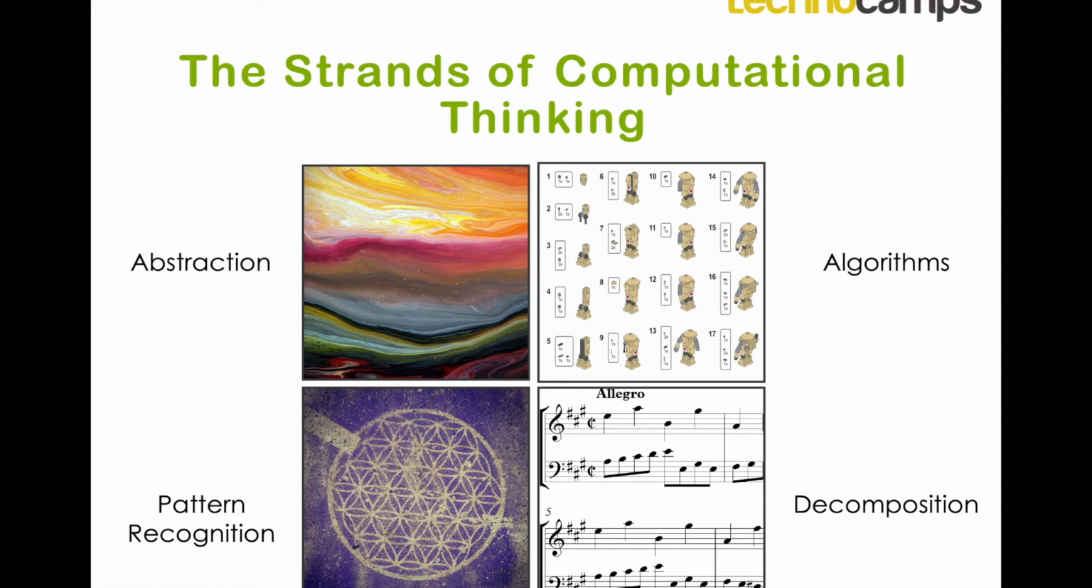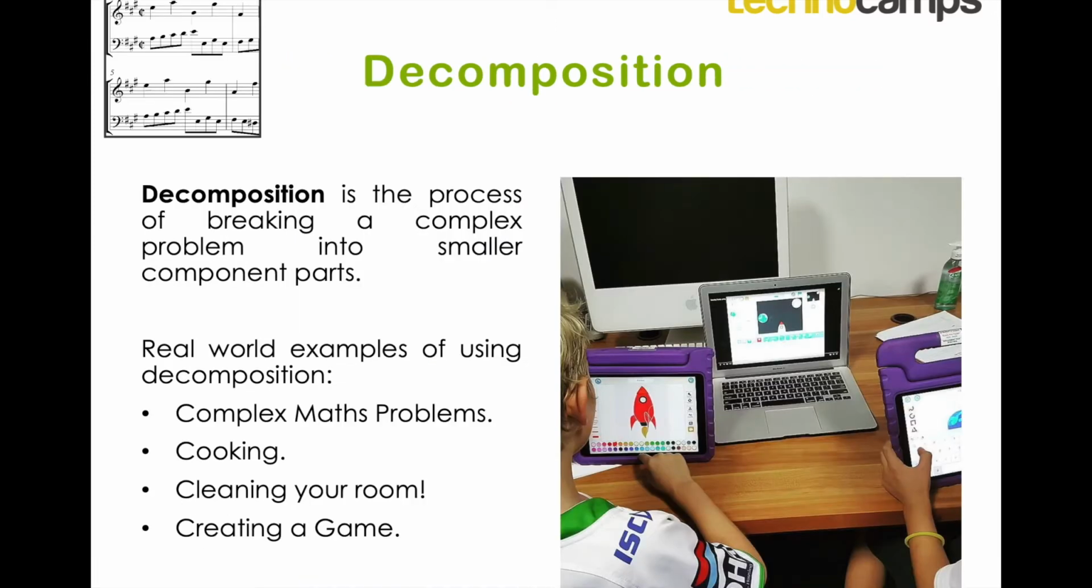Now, the four strands of computational thinking we're going to be talking about today are abstraction, algorithms, pattern recognition, and decomposition. Don't worry if you don't know what any of these mean, we're going to give you the basics right now. So first of all, we're going to talk about decomposition. This is the process of breaking a complex problem into smaller component parts. This is probably something that you do every day without even thinking about it. If you're ever helping your child with their maths homework, you've been encouraging them to break that down into smaller parts to make the problem a little bit more manageable.